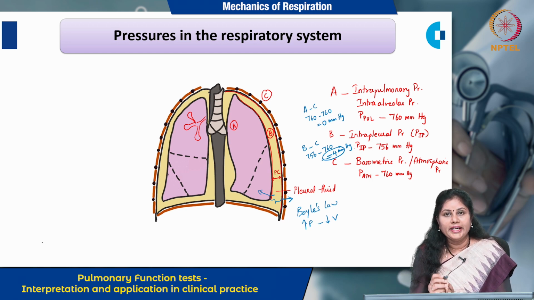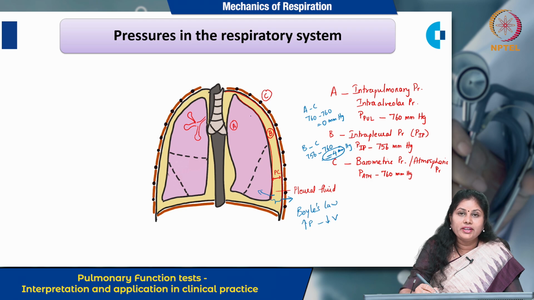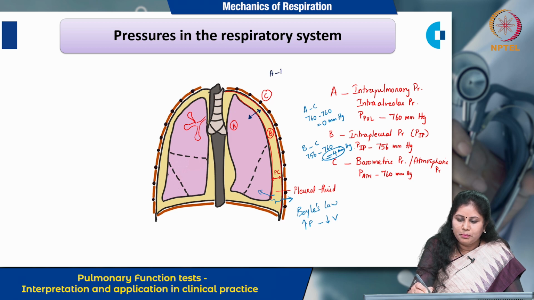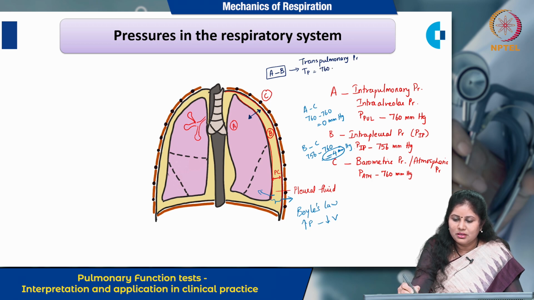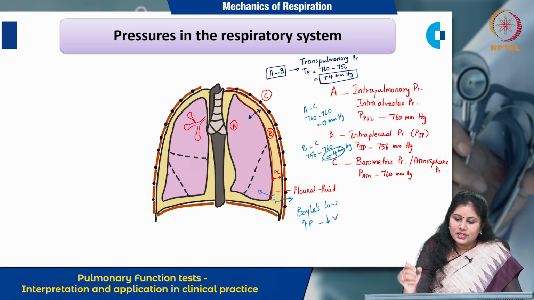Not only do absolute pressures like the intraalveolar or intrapulmonary pressure and the intrapleural pressure exist, we need to understand two important pressure gradients. One is the difference between the intrapulmonary and the intrapleural pressures, which is nothing but A minus B. This A minus B is called the transpulmonary pressure, TP. It comes to 760 minus 756, which is actually plus 4 millimeters of mercury. This transpulmonary pressure is exactly the elastic recoil of the lungs. This is very important to understand.